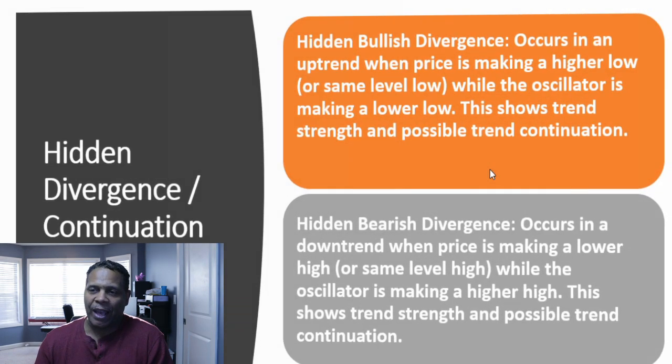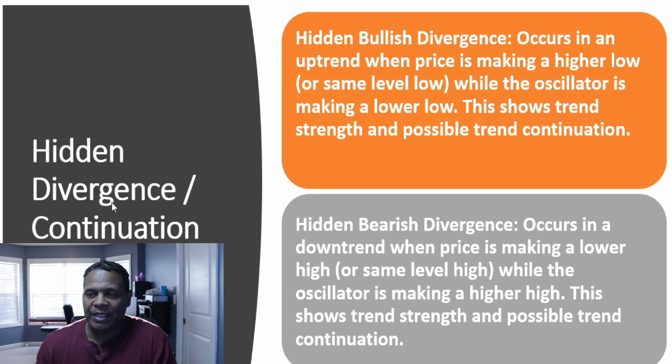All right, so then we have hidden divergence, which is continuation. We had regular divergence and now we have hidden divergence. Hidden bullish divergence occurs in an uptrend when price is making a higher low or same level low while the oscillator is making a lower low. This shows trend strength and possible trend continuation. Before we were showing trend weakness, now we're looking at trend strength for a continuation.